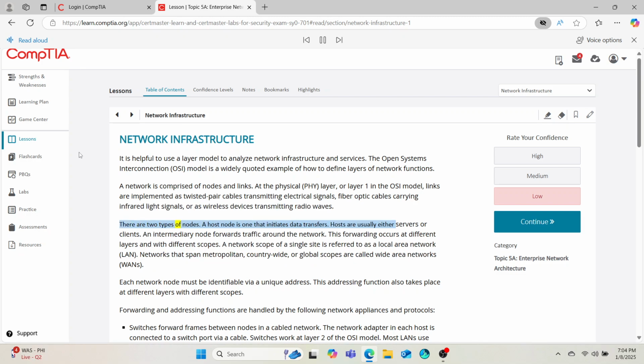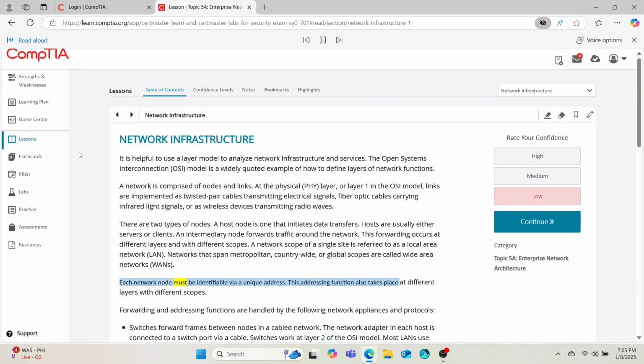There are two types of nodes. A host node is one that initiates data transfers. Hosts are usually either servers or clients. An intermediary node forwards traffic around the network. This forwarding occurs at different layers and with different scopes. A network scope of a single site is referred to as a local area network, LAN. Networks that span metropolitan, countrywide, or global scopes are called wide area networks, WANs.